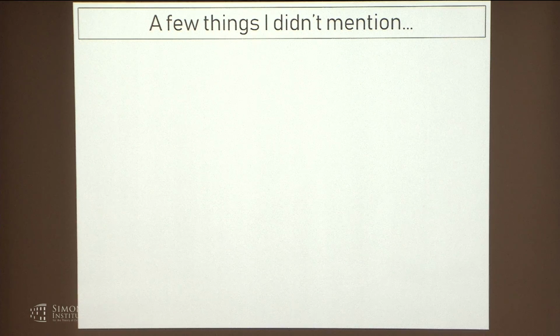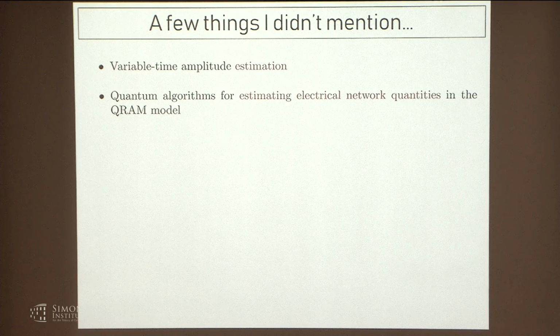Okay. A few things I didn't mention. I won't talk about the details of variable time amplitude amplification, but it's some way that for certain algorithms you can speed up amplitude amplification. We also give a technique that allows you to get the same speed up for estimating the amplitude or estimating the success probability of a variable time algorithm. I think this is a useful technique, so you can ask me or Andres more about it later. And using this, we also get some algorithms for estimating electrical network quantities in the various QRAM models.